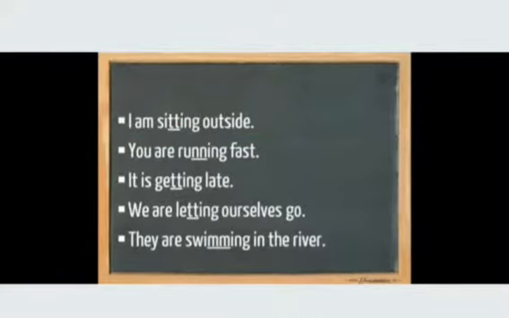Sit is a verb, and when we write it in present continuous, we add the consonant t again. So if a word ends with a consonant preceded by a vowel, we double the last consonant. I am sitting outside. You are running fast. It is getting late. We are letting ourselves go. Again, they are swimming in the river. So these are all some examples.